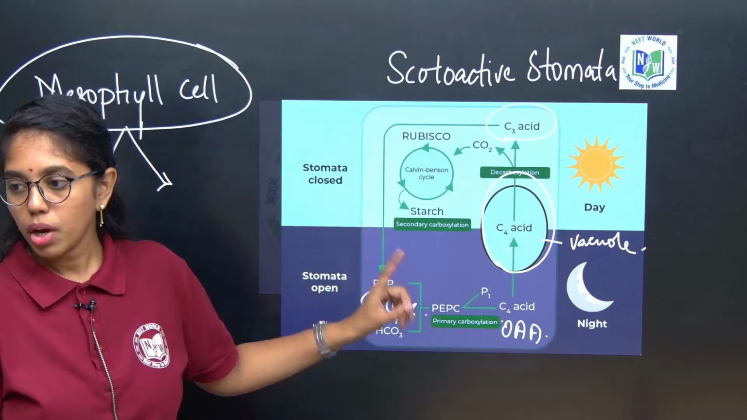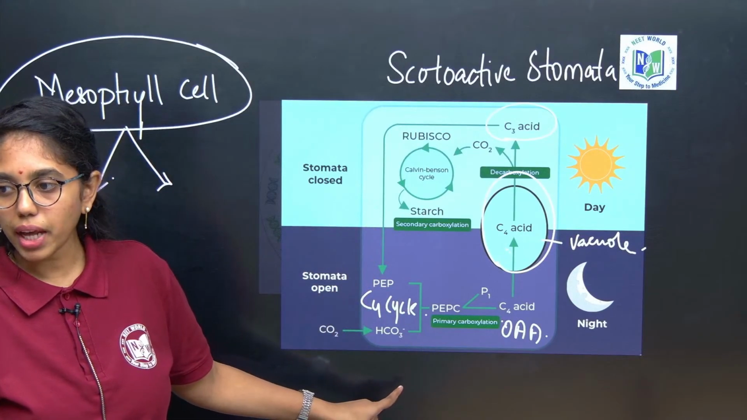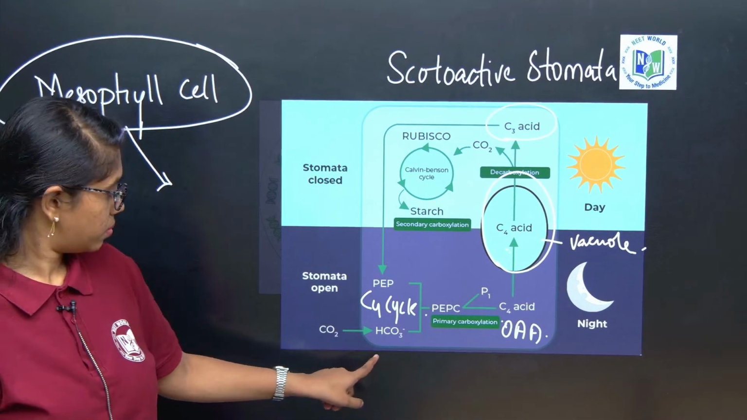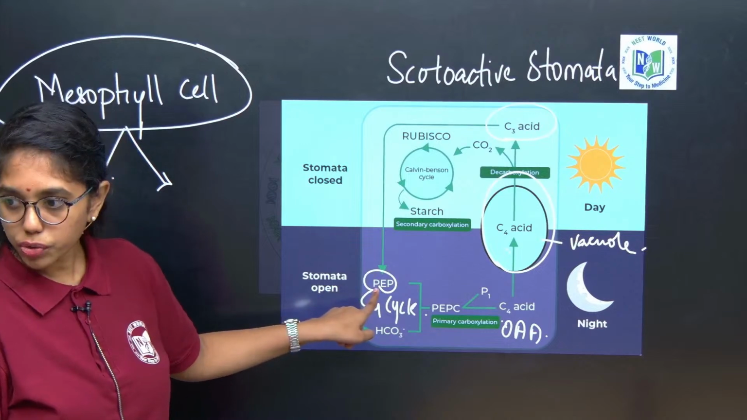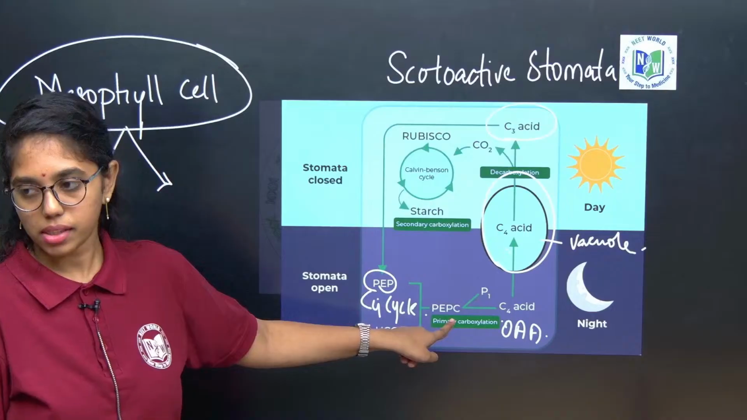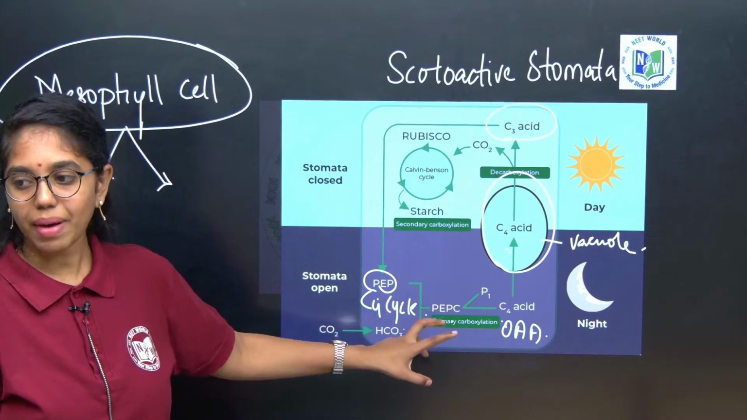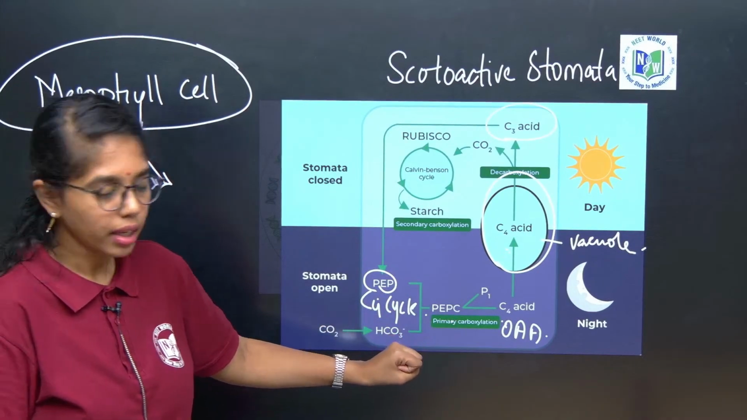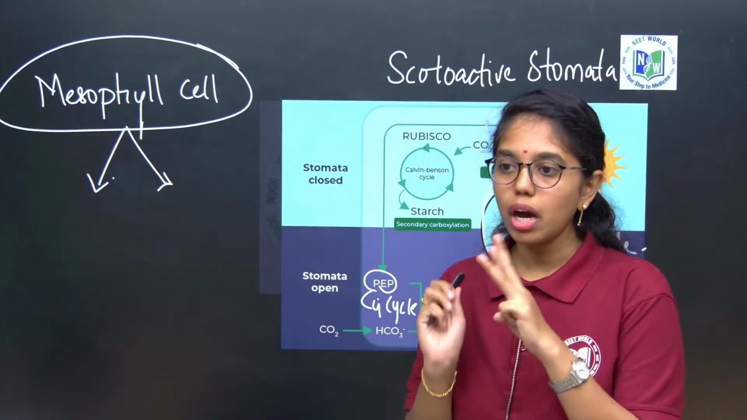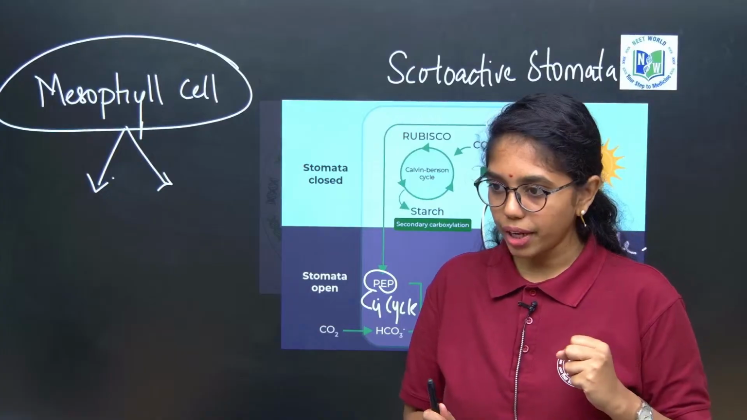Everything else is the same. What is the primary carbon dioxide acceptor in CAM plants? Phosphoenol pyruvate, right? What is the enzyme? PEPcase. Clear? Same as that of C4 plants. Fine. Now the C3 cycle, C4 cycle and CAM cycle are clear to you, and how glucose is formed is briefed to you.